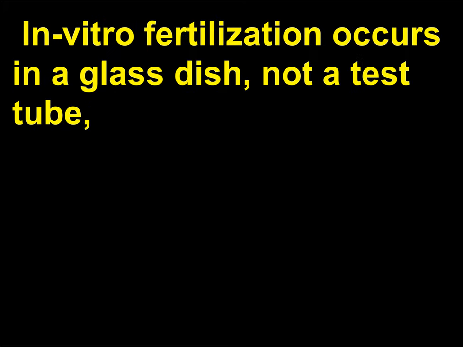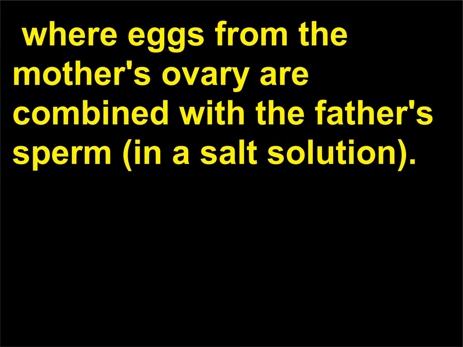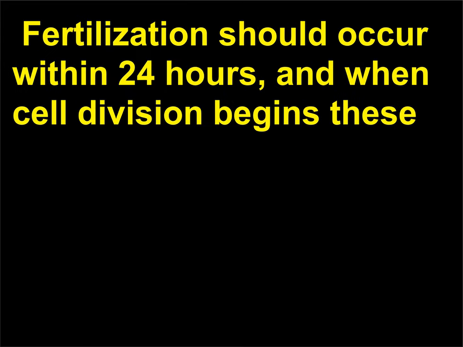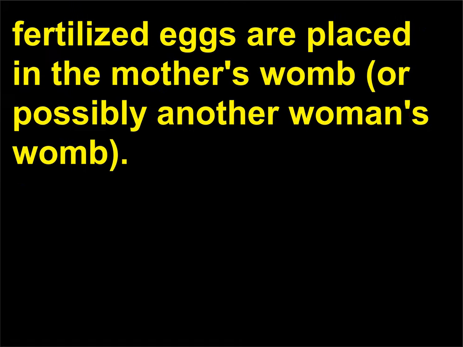In vitro fertilization occurs in a glass dish, not a test tube, where eggs from the mother's ovary are combined with the father's sperm in a salt solution. Fertilization should occur within 24 hours, and when cell division begins, these fertilized eggs are placed in the mother's womb, or possibly another woman's womb.